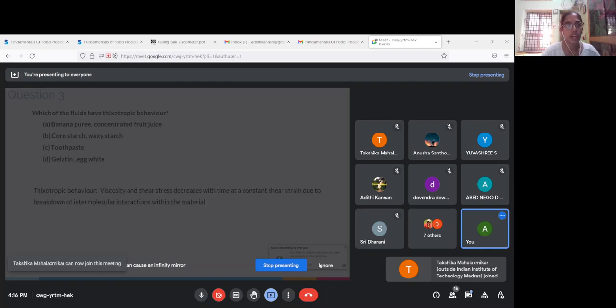And gelatin and egg white are the ones that come under thixotropic behavior. That is, viscosity and shear stress decrease with time at a constant shear strain. And this happens because over time, the intermolecular interactions that are holding this egg white together start breaking down. With the breakdown of these intermolecular interactions, it is now easier for the fluid to move, and hence the viscosity decreases with time. Hence, gelatin and egg white are the correct answers to this question.